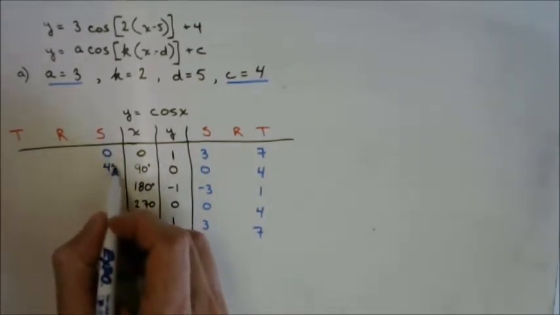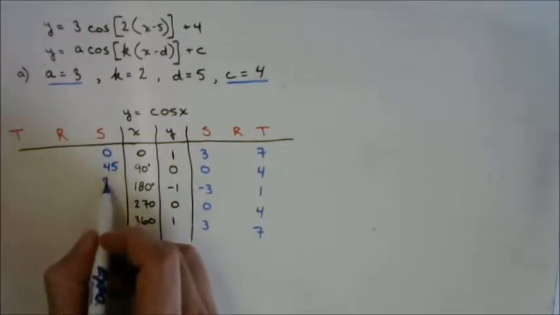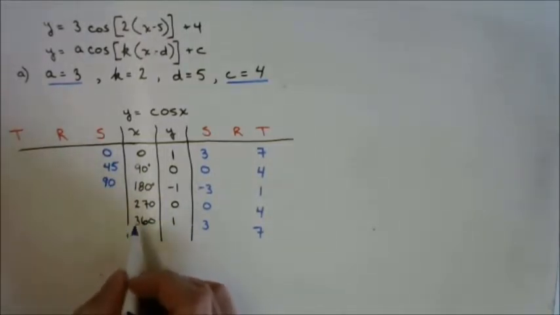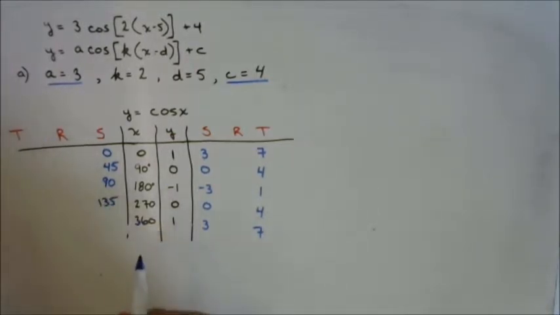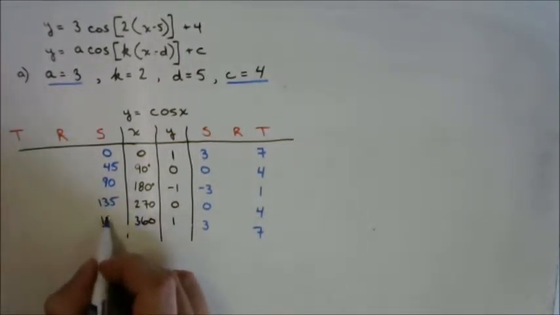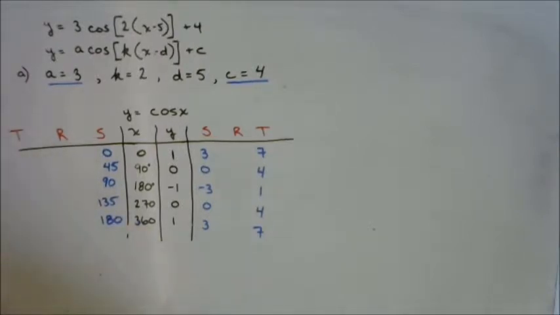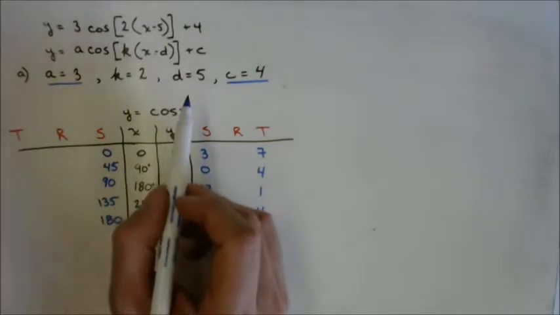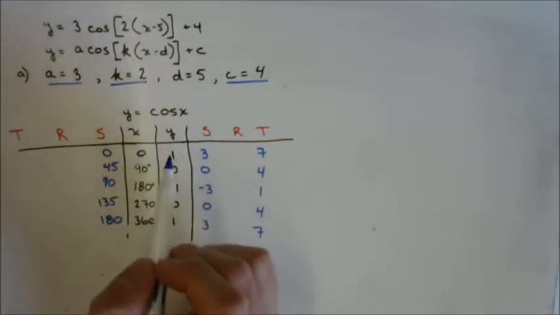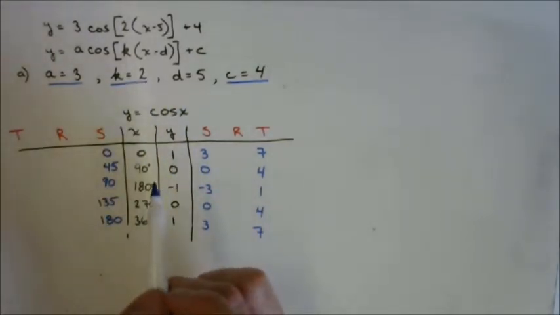0, half of 90 is 45, half of 180 is 90, half of 270 is 135, half of 360 is 180. And now we've taken care of K, our stretch compression factor.